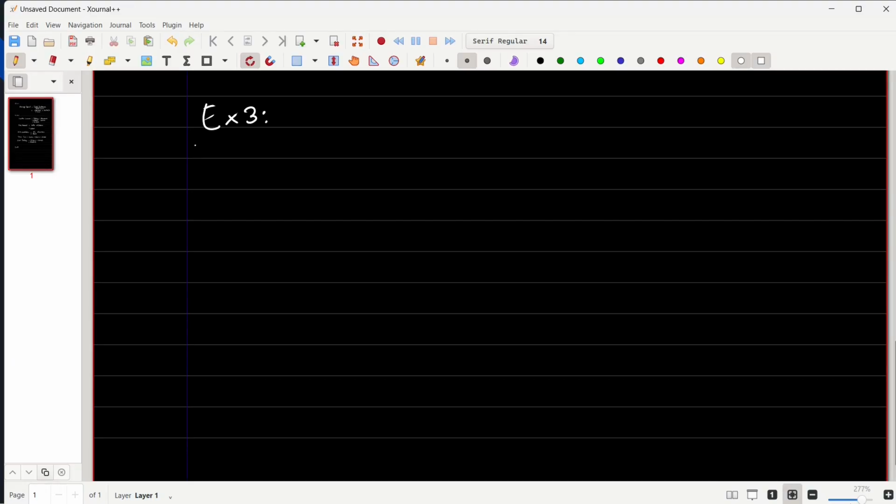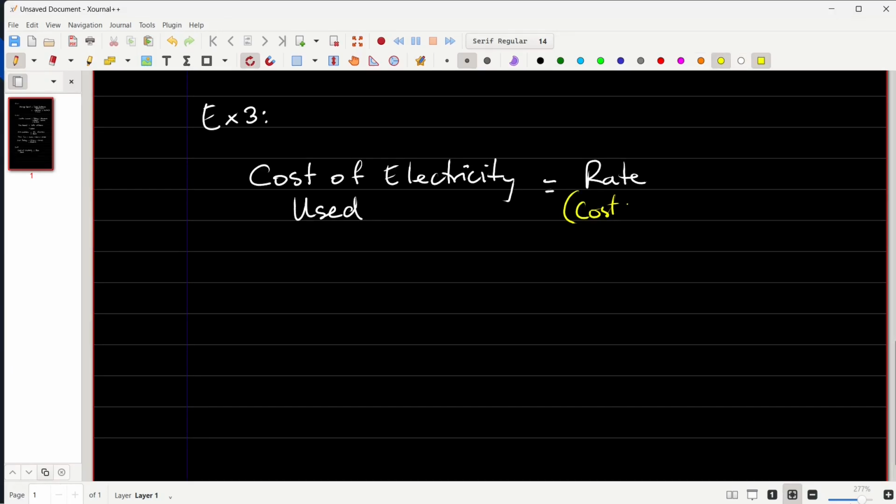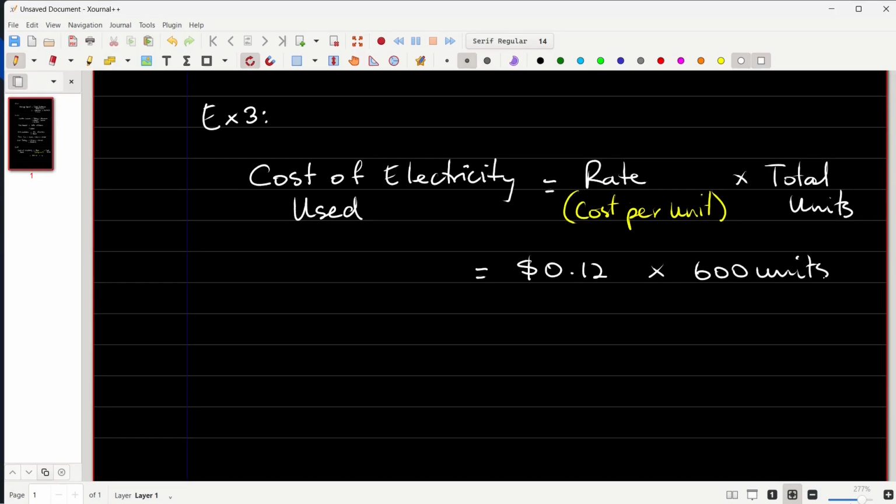Okay, so we have to first figure out how much we're going to be charged for the electricity that we use. Cost of electricity used would be equal to the rate, and this here is the cost per unit, times total units. So that is equal to 12 cents a unit times 600 units. And this here would be equivalent to $72.